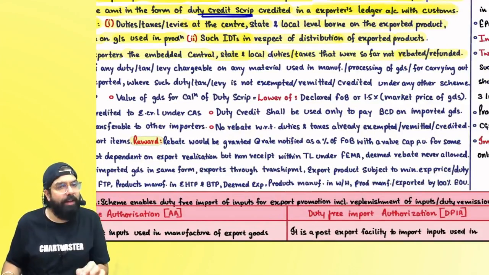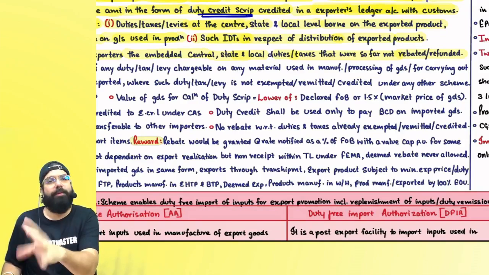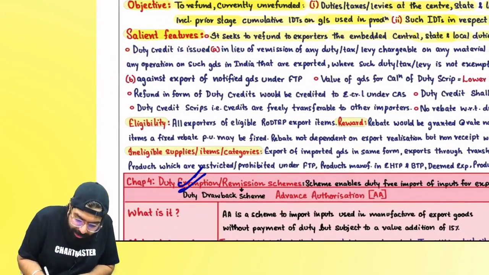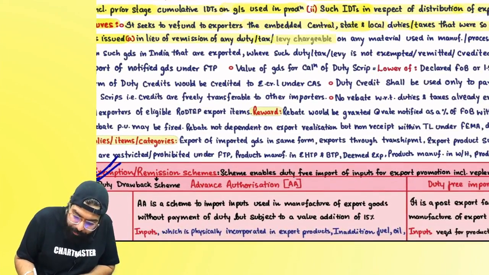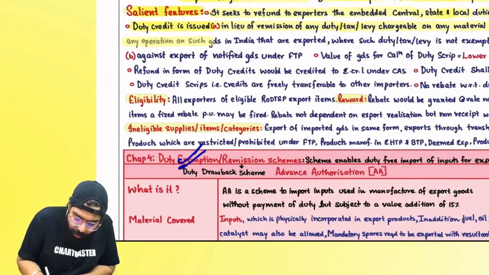Means what are the taxes you were not refunded? Now they will go ahead and refund under RoDTEP. They will not refund you in cash. They will go ahead and give you a percentage, which is 2.5%, 0.5%, etc. They will give you as a scrip. Duty credit scrip is issued in lieu of remission of duty or levy on any material used in the manufacture or processing of goods, for carrying out an operation on such goods that are exported.